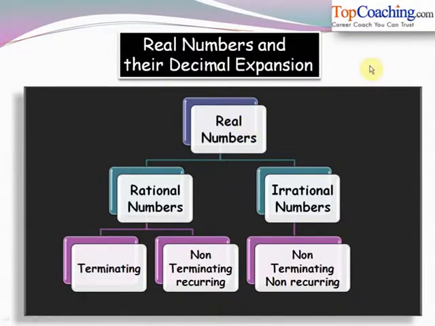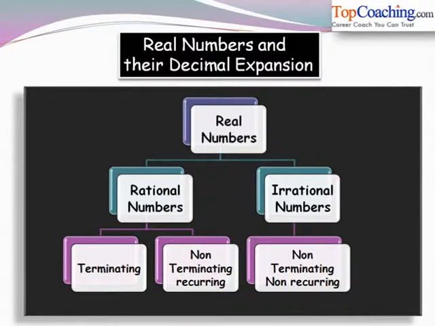So before we begin this lecture, let's recall what we have studied so far. Now what are real numbers? Real numbers are the numbers that can be represented on the number line. So all the numbers that can be represented on the number line are known as real numbers. There is further classification of real numbers, that is, either they can be rational numbers or they could be irrational numbers. So now what are rational numbers? We know that rational numbers are the numbers that can be expressed in the form of p by q, where p and q are integers and q is not equal to 0.